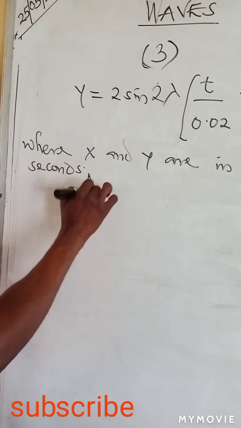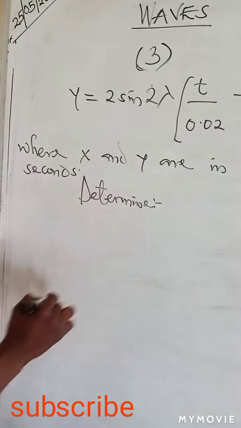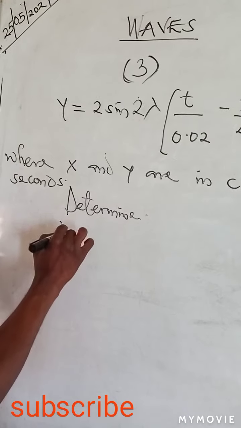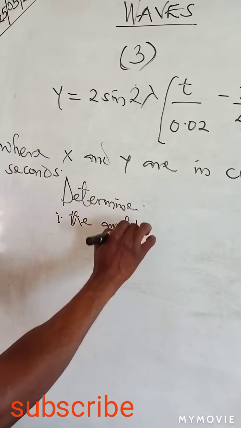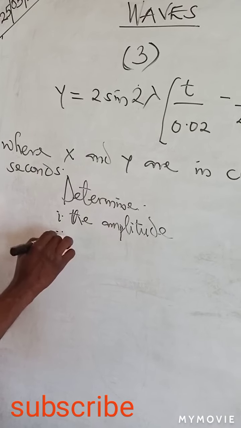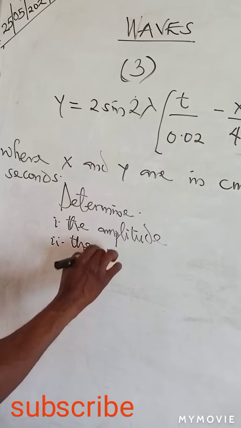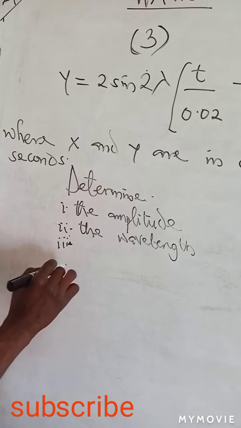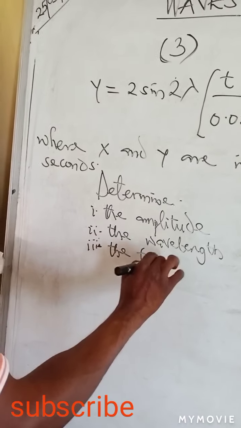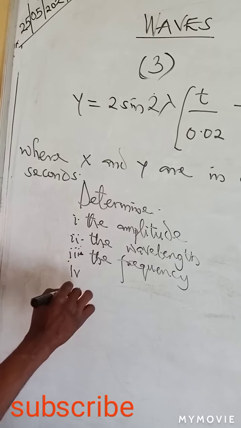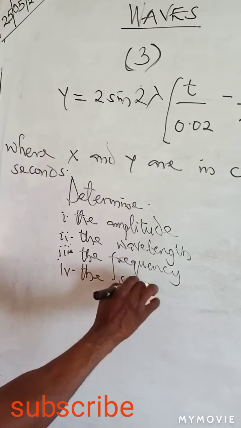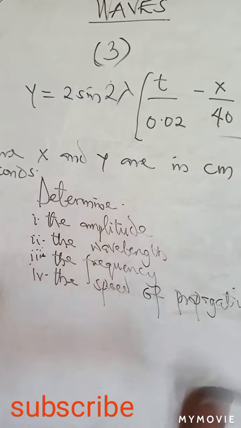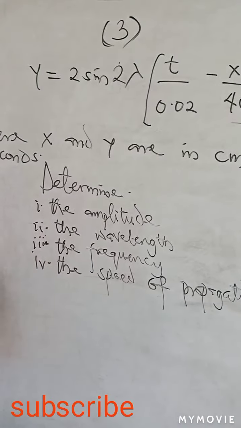You have to determine: one, the amplitude; number 2, the wavelength; 3, the frequency; and 4, the speed of propagation of the wave.